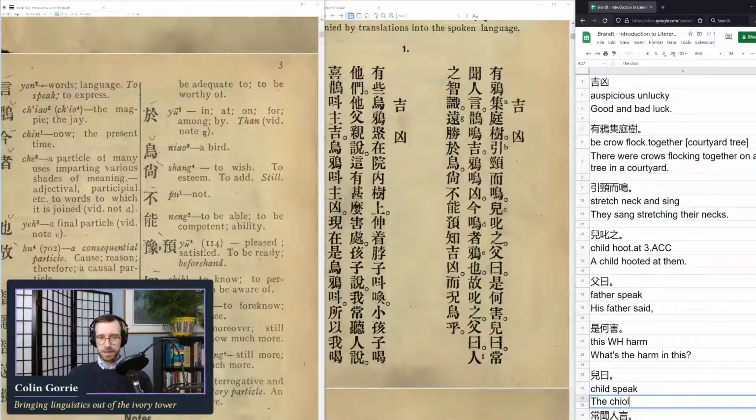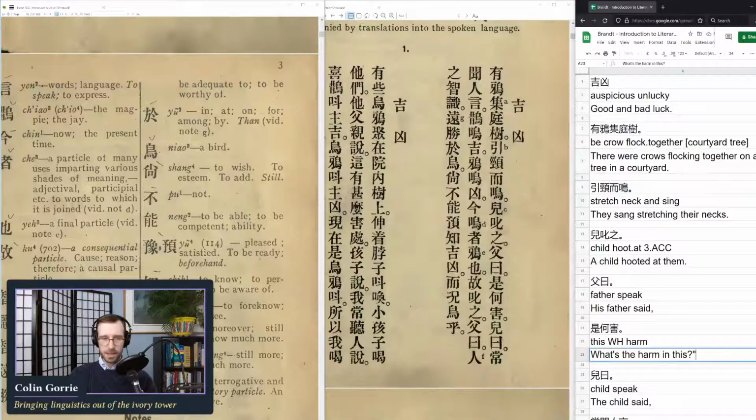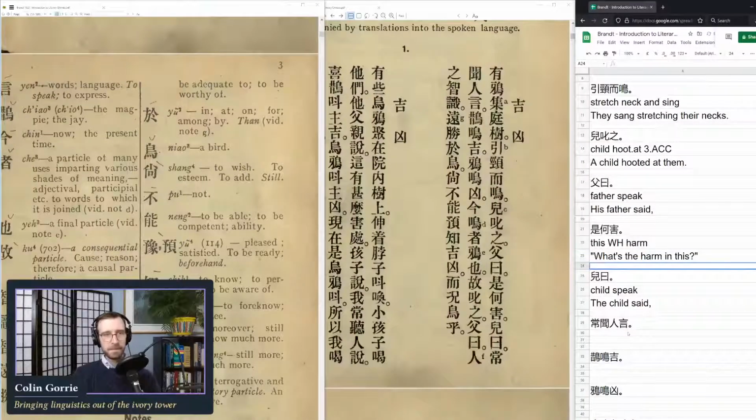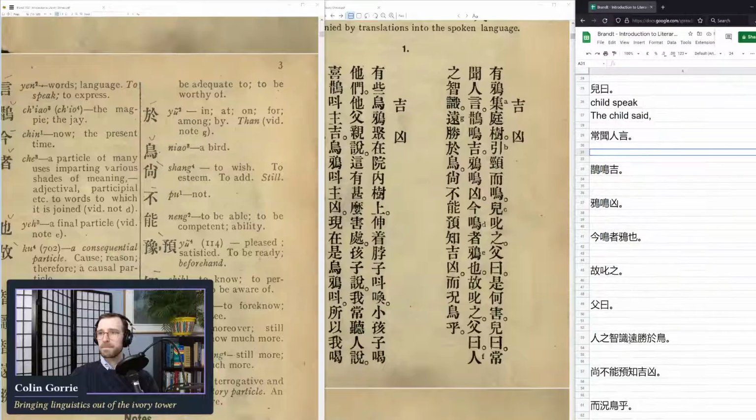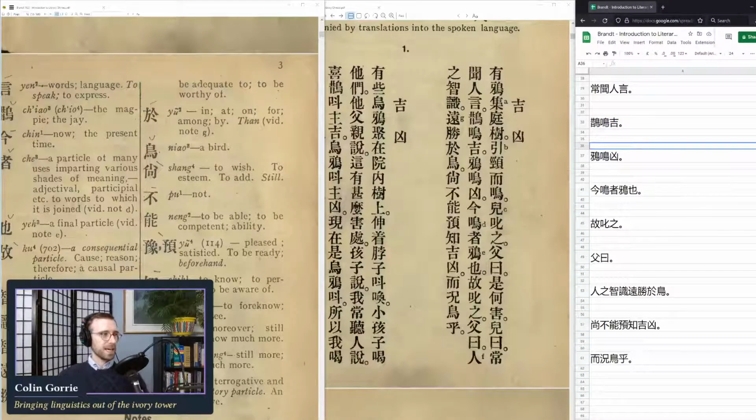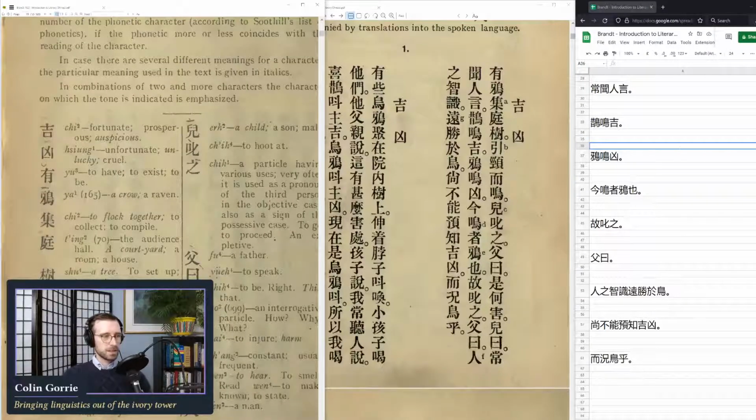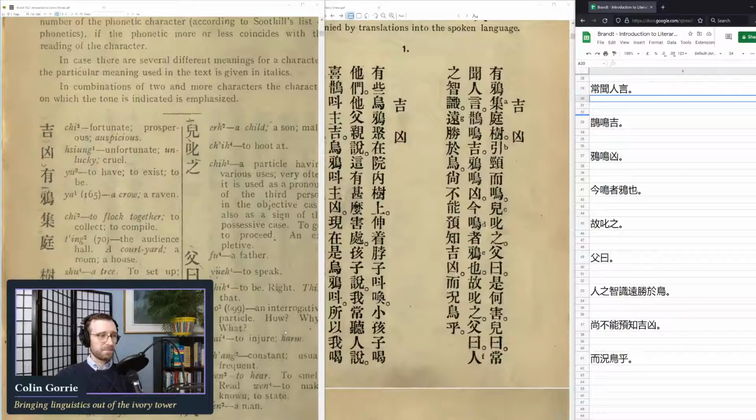So the child said, assuming this, let's just make sure that we know this is a quotation. And let's go down a little bit more. Okay, so here we have Chang wen ren yan, which we're going to translate. So chang is constant, usual, frequent. So yeah, let's say constant. That sounds cool. Constant one.